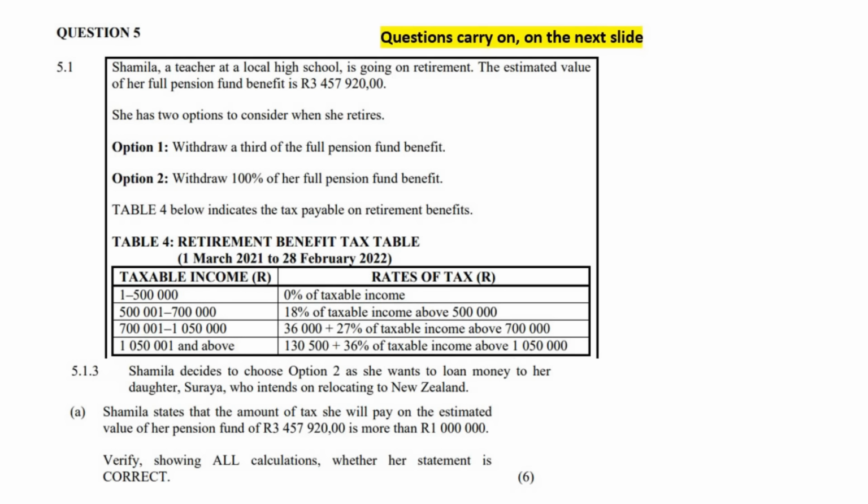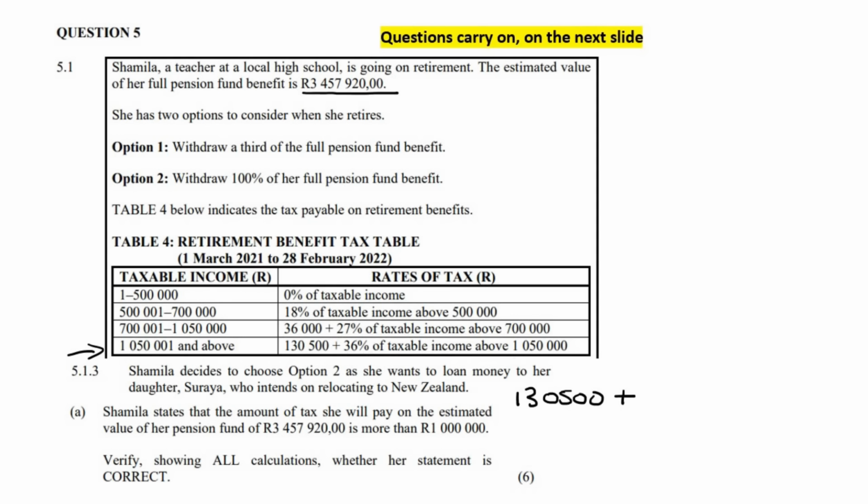So it says here that Shamila states that the amount of tax that she'll pay on her pension fund is going to be more than 1 million rand. How crazy is that? Verify, showing all calculations, whether she is correct. Okay, so this lady is going to earn 3.4 million rand. So where does that put her? Does that put her into here? Or here? No, guys, of course it puts her into this one. She's earning a lot of money. So how much tax is she going to pay? She's going to pay 130,500 rand plus 36% of all of the money above 105,000.